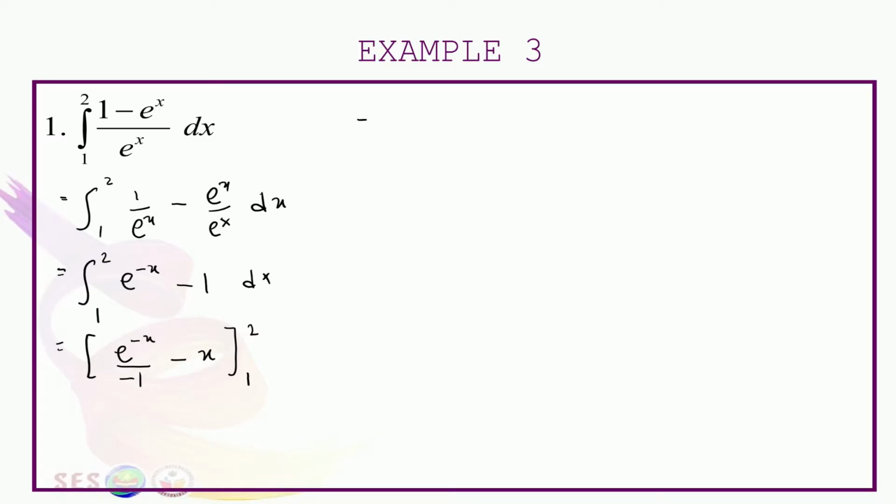Okay, so I continue over here. For the first limit, which is 2, we just substitute the value of 2 into our function. And then minus e^(-1) divided by negative 1. Oh sorry, this one is negative 1, minus 1. Okay, so simplify the function.